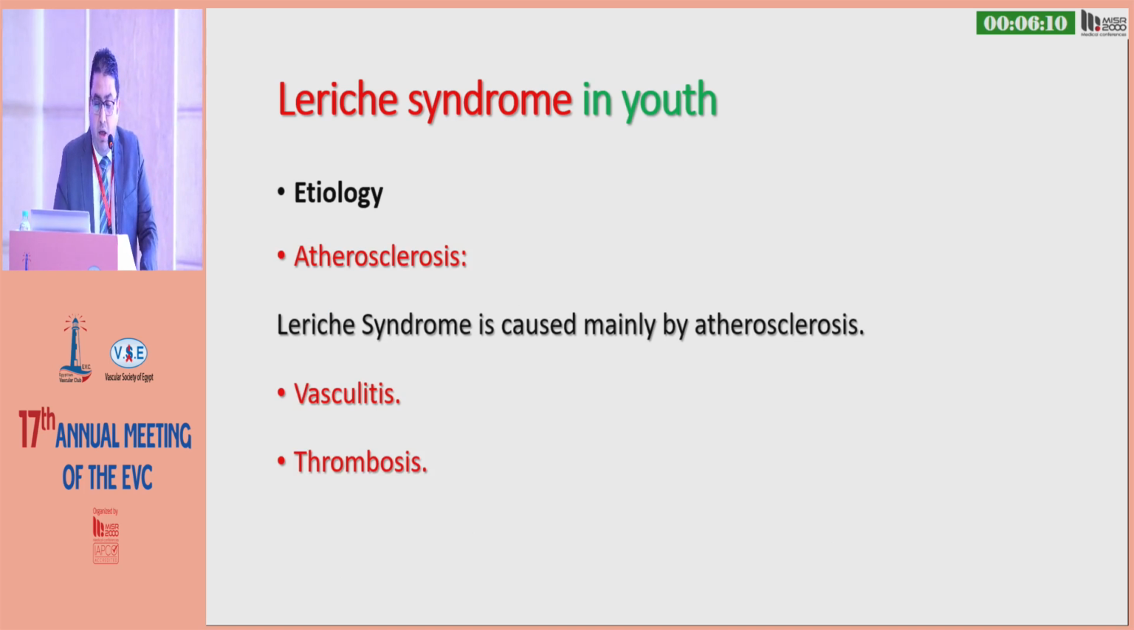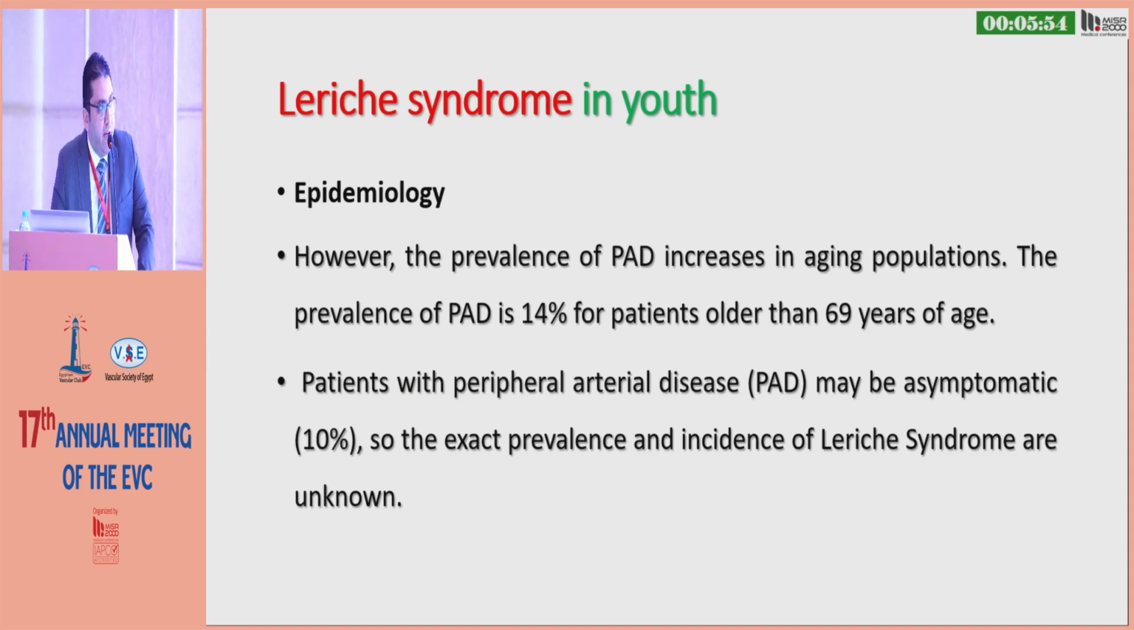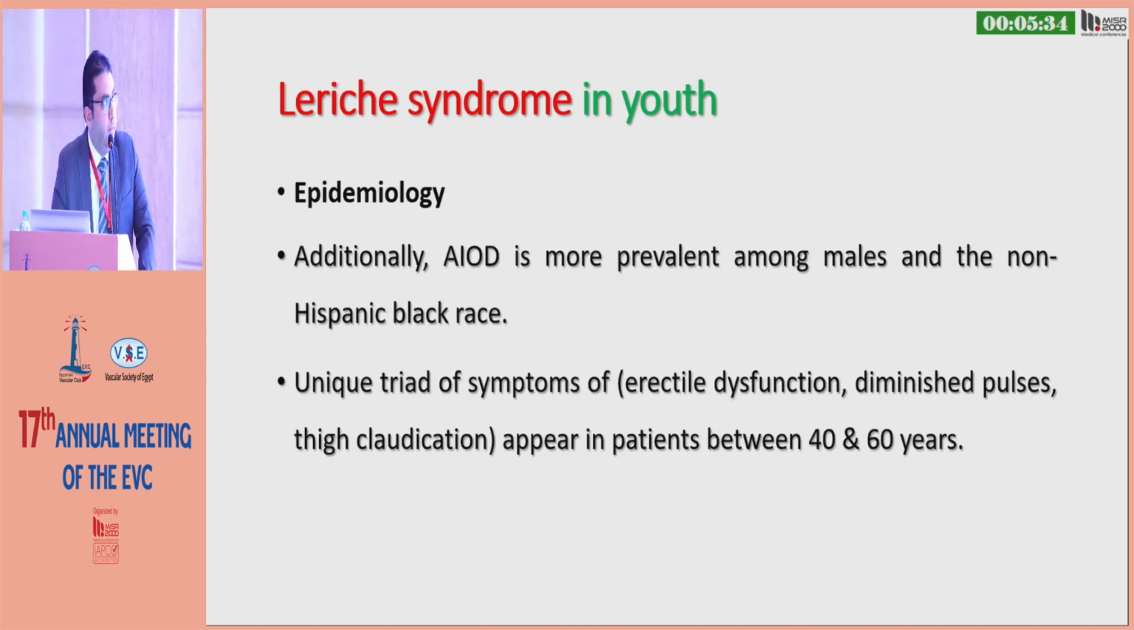Leriche syndrome etiology: the main etiology is atherosclerosis. Also, vasculitis and thrombosis may cause the same in a small percentage of patients. The prevalence of peripheral arterial disease increases in the aging population. It is 14% for patients older than 69 years of age. Patients with peripheral arterial disease may be asymptomatic in 10%, so the exact prevalence and incidence of Leriche syndrome are unknown.